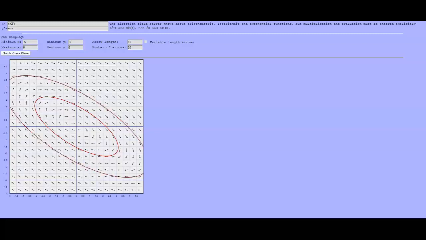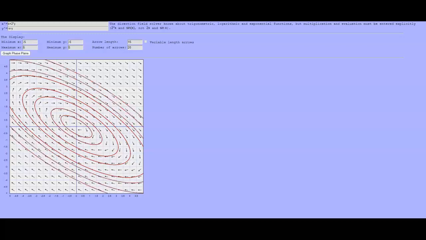I can click on this plot, and what this does is generate, using a numerical method similar to Euler's method, a lot of points and then connect them. You can see, depending on what initial condition I pick, the oval just changes shape. So x and y seem to be cycling over and over again in this elliptical fashion.